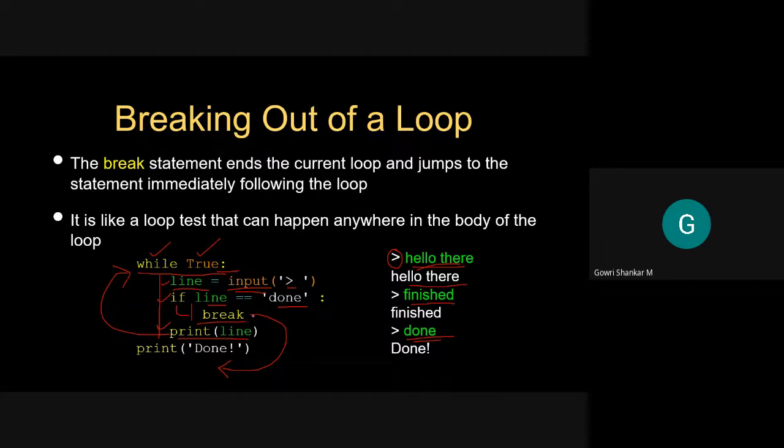So that means we are coming out of this while loop immediately. It will come to this statement. You see here, this statement and this statement are present in the same column. So as a result, after this while is done, it will come to this print statement. So it will print "Done!" with an exclamation. So this is the objective of your break.